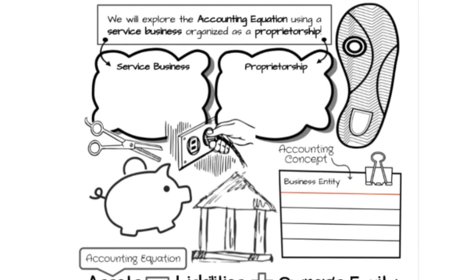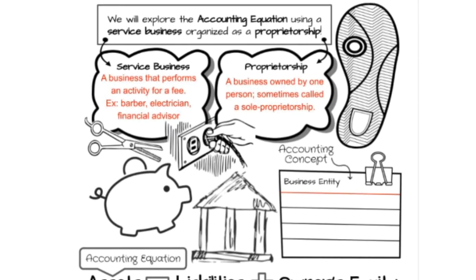We will explore the accounting equation using a service business, which is defined as a business that performs an activity for a fee. So some examples there are a barber, an electrician, a financial advisor. Any business that provides a service for a fee is a service business. We are going to explore the accounting equation using a service business organized as a proprietorship. So what's a proprietorship? Well, that is a business owned by one person. Sometimes it's called a sole proprietorship, and that's why we have a little sole of a shoe there. But proprietorship, sole proprietorship, both terms mean that it's a business owned by just one person.